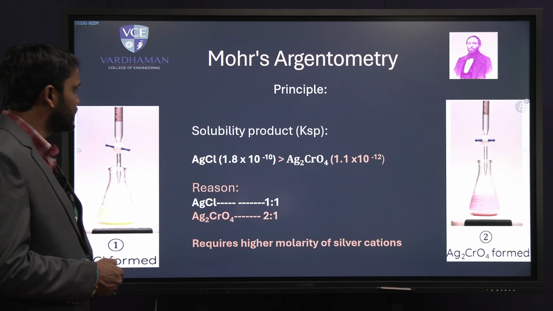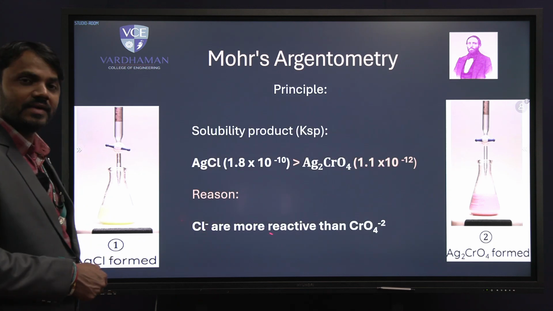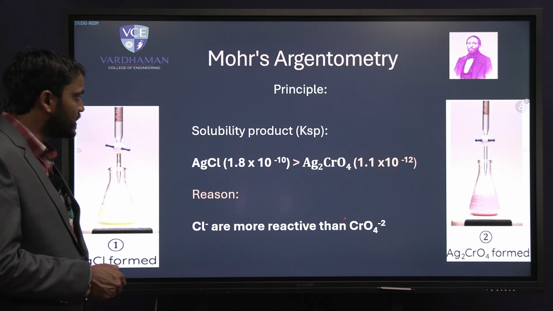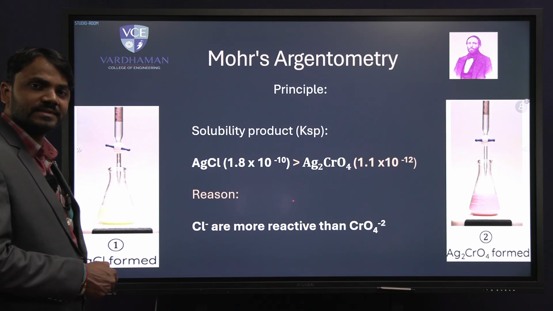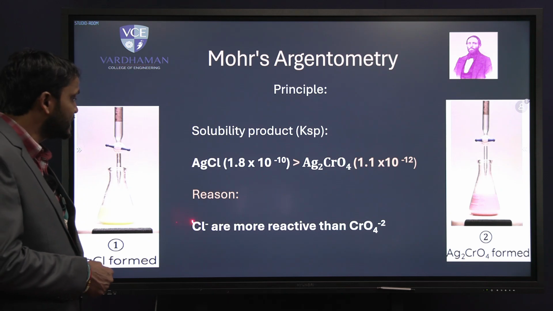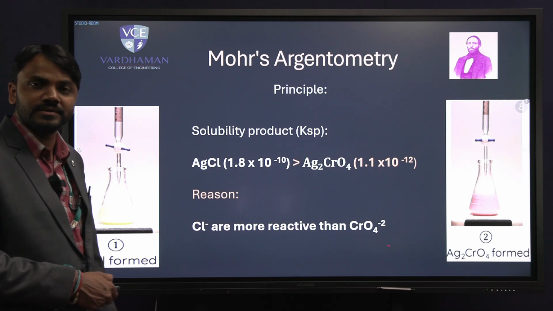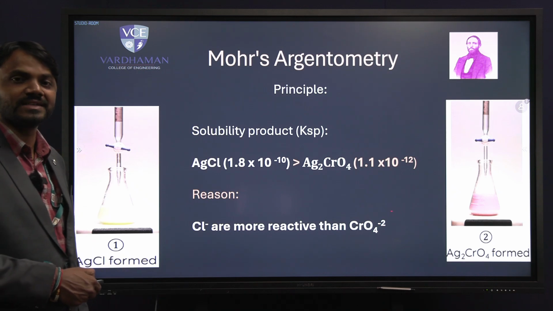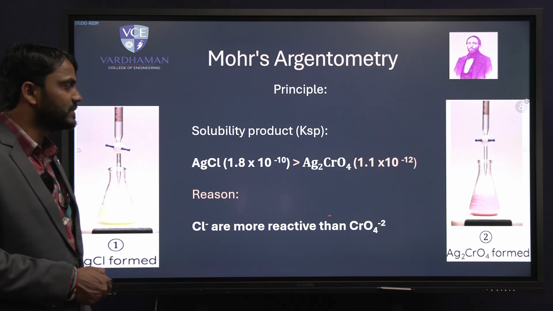Then the second reason is affinity. You have the 2 anions, chloride and chromate, but you have 1 cation, Ag+. The reactivity towards Ag+ is different. Chloride is more reactive as compared to chromate. This is the second reason why the white precipitate is formed as compared to the silver chromate red precipitate.